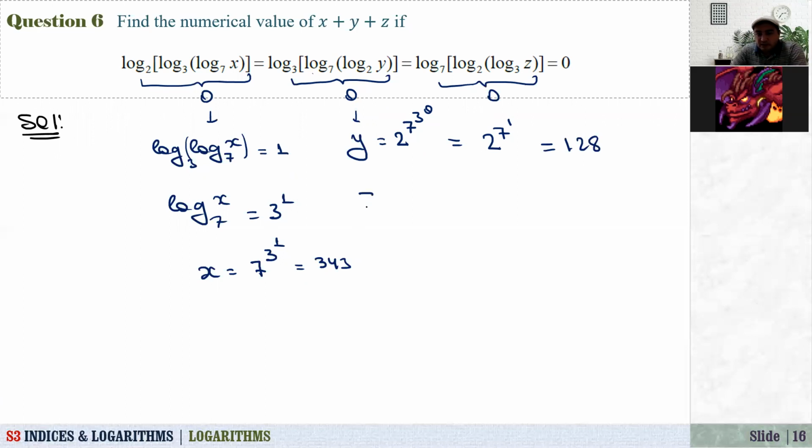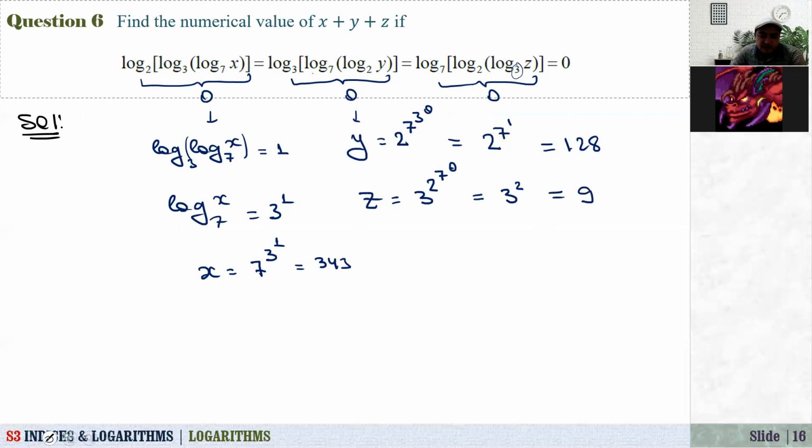And how about z then? z will be equal to, starting from the innermost base, that is 3, 3 to the power of, second one is 2, 2 to the power of, third one is 7 to the power of 0, which is equal to 3 to the power of 2, and 7 to the power of 0 is equal to 1. It's just 2, so that's equal to 9.